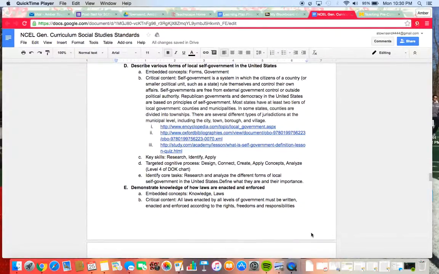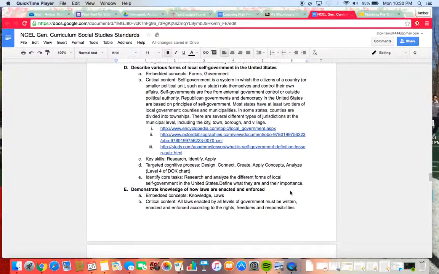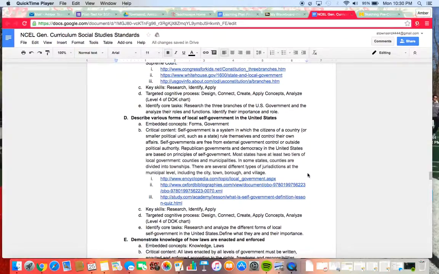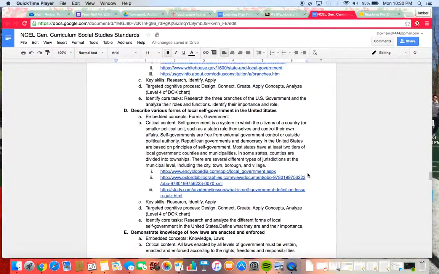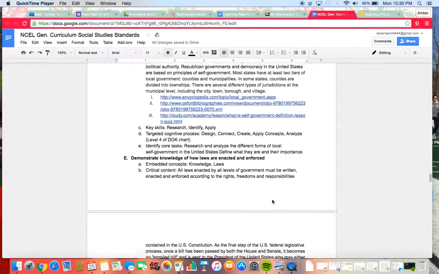The next one says describe various forms of local self-government in the United States. And for the task for that, I put research and analyze the different forms of local self-government in the United States and define what they are and their importance. And once again, I stuck in importance here because I think once you find the importance of these self-governments, it will really help you to learn this. And these are really great. This last one actually especially is one of the best websites for this standard.